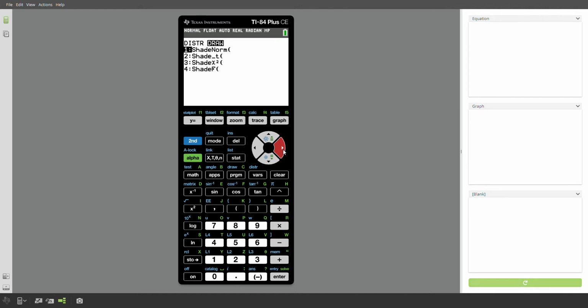Now, before I get into this, when we do this, it's going to take us directly to the graph. And the normal distribution is actually very, very small in the scheme of things as far as graphing goes.